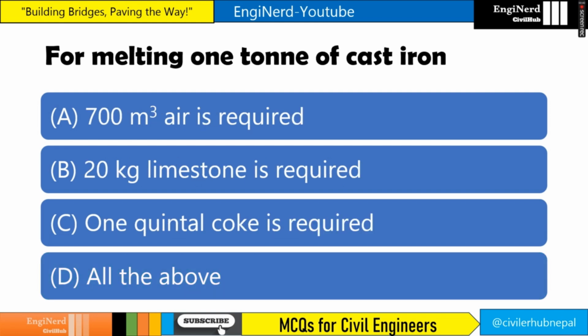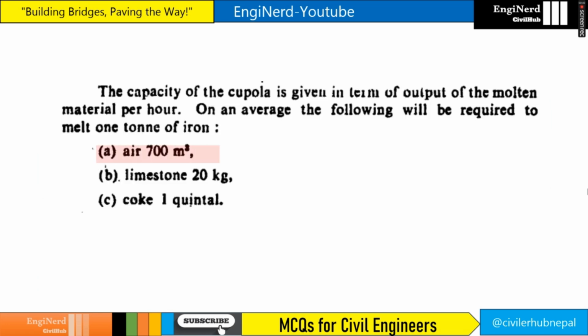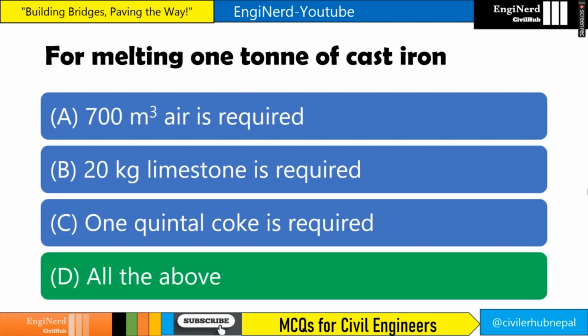For melting 1 ton of cast iron, 700 meter cube of air is required, 20 kg of limestone is required, 1 quintal coke is required, all of the above. If you see here, for melting 1 ton of iron, air is 700 meter cube, limestone is 20 kg and coke is 1 quintal. Answer is all of the above.